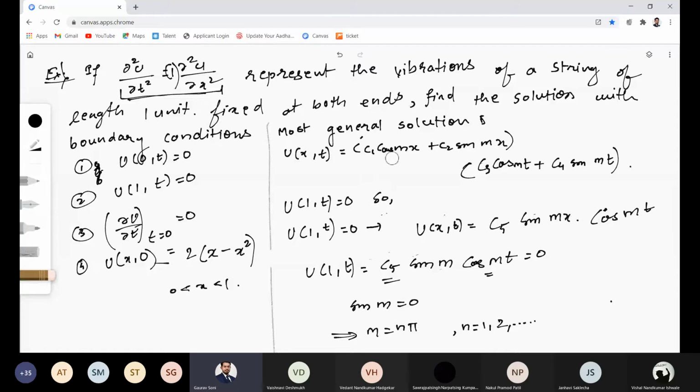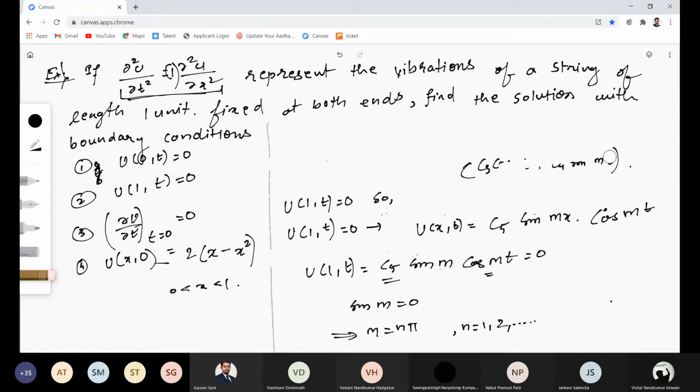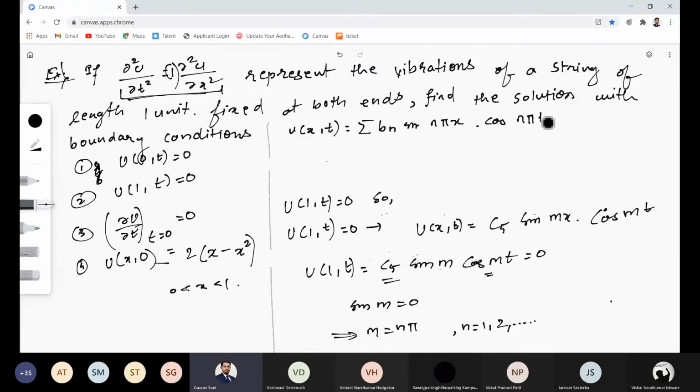So when we put this, U of x comma t will become summation bn sin n pi x cos n pi t, the value of c is 1, n running from 1 to infinity.